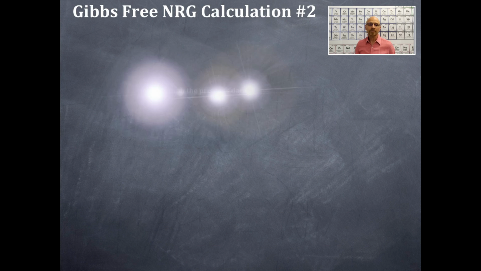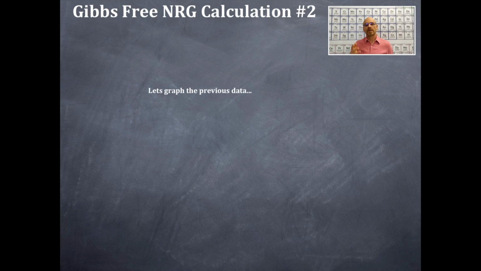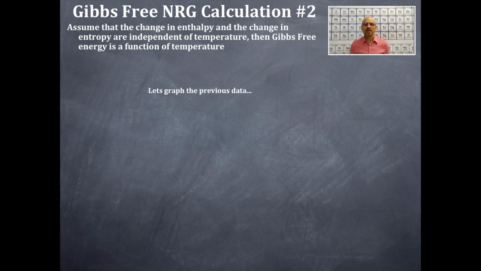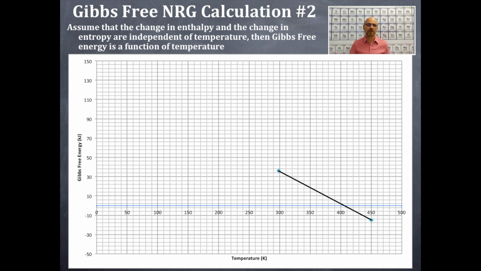All right. So we're going to graph the previous data that we just did on those 2 equations. We're going to assume that the change in the enthalpy and the change in entropy are independent of temperature. Then Gibbs free energy is a function of temperature. So we're going to make that graph of Gibbs free energy and temperature. And here's this graph. On the y-axis, you should see Gibbs free energy in kilojoules. On the x-axis, you should see temperature in Kelvin.